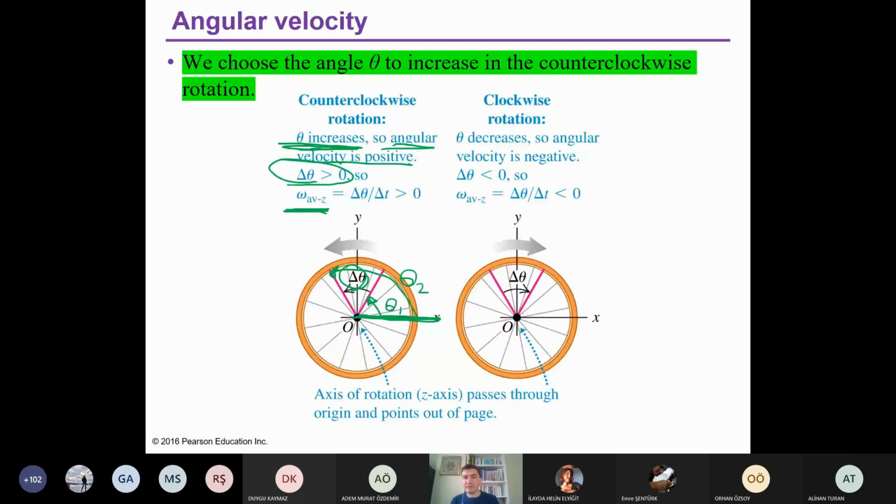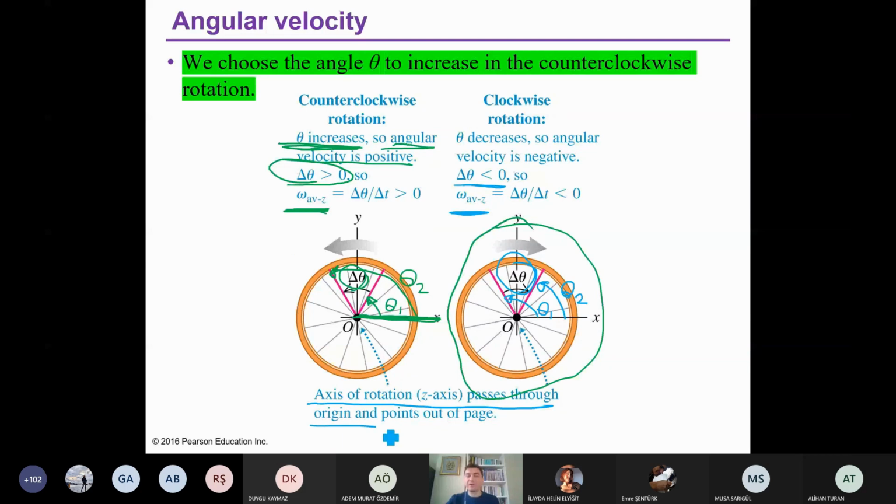If the rotation is clockwise, like this, which is shown here on the right side, what happens here? Let me show with another color. This is theta 1, and this is theta 2 now, and delta theta is negative. Delta theta decreases, then angular velocity is negative. So this is the sign of the angular velocity. And the axis of rotation passes through the origin and points out of the page. Don't forget this one.